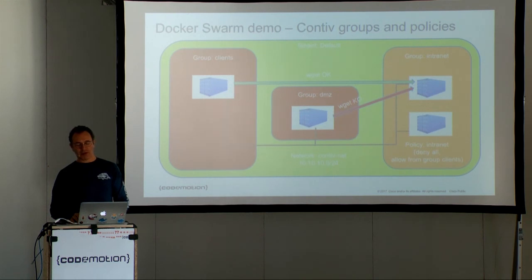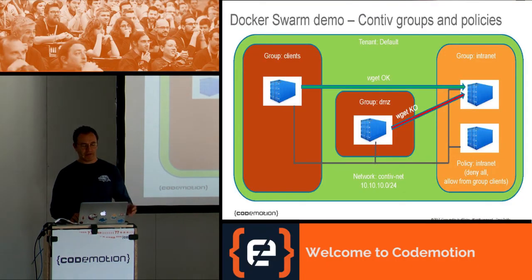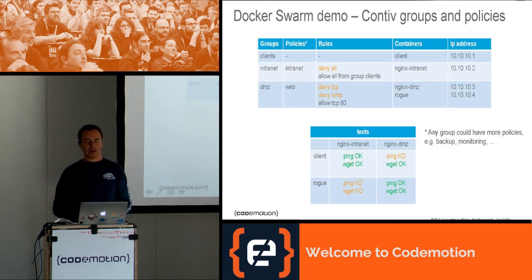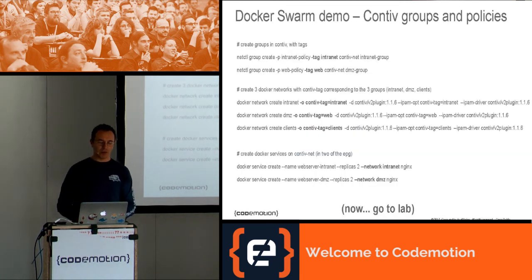I would have tested the same on Docker Swarm. I had the environment ready, but we are unfortunately late. So creating 3 groups and the policies with deny all and allow from group clients and the deny, and I would have tested the same cross communication that we have tested already. Those are the instructions I would have used.